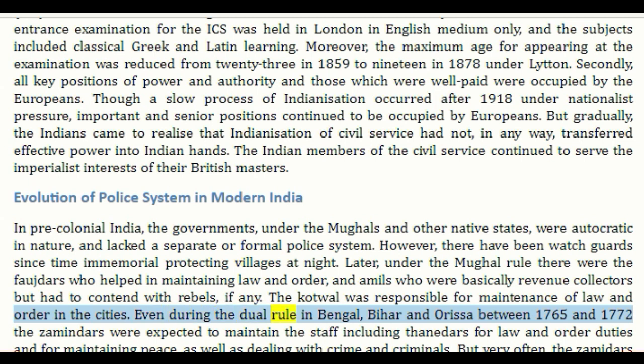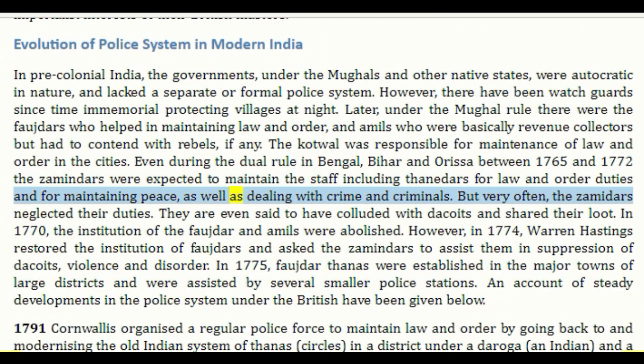Even during the dual rule in Bengal, Bihar and Orissa between 1765 and 1772, the zamindars were expected to maintain the staff including thanedars for law and order duties and for maintaining peace, as well as dealing with crime and criminals. But very often, the zamindars neglected their duties. They are even said to have colluded with the dacoits and shared their loot. In 1770, the institution of the Faujdar and Amils were abolished.